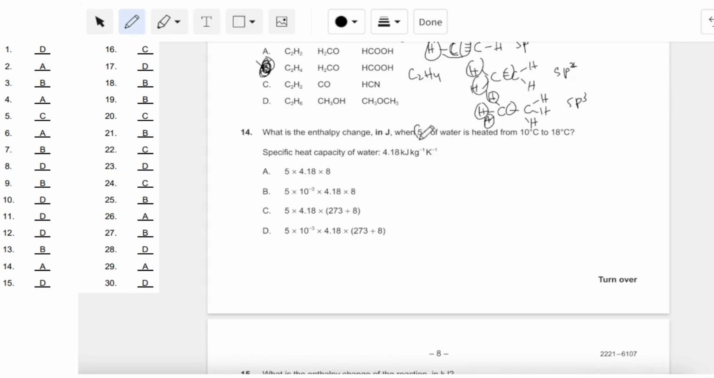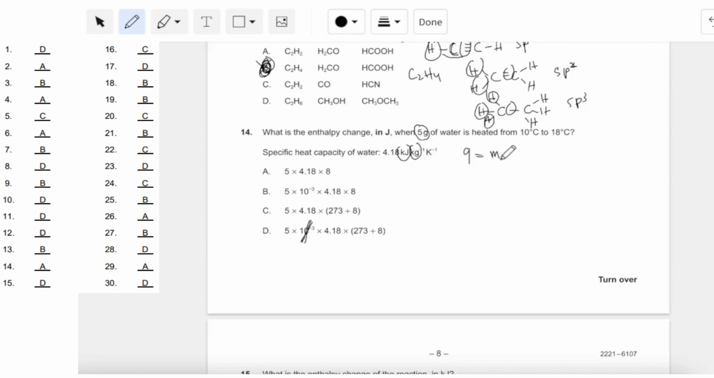And number 14. Here is 5 gram, and this one is kilogram and kilojoule. Right, look, there is no need to multiply by 10 to the power negative 3, because here is a gram and here is kilogram. 1 kilogram requires 4.18 kilojoules, so 1 gram requires 4.18 joules. So there's no need to convert it.